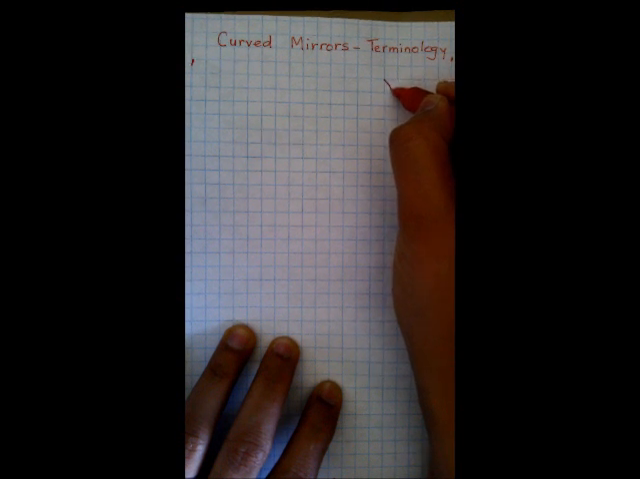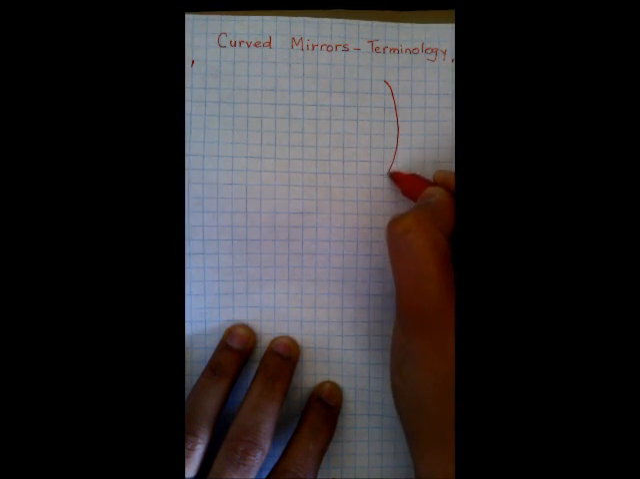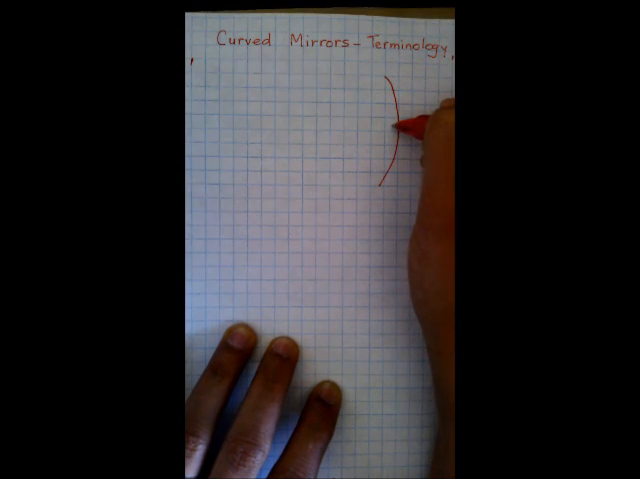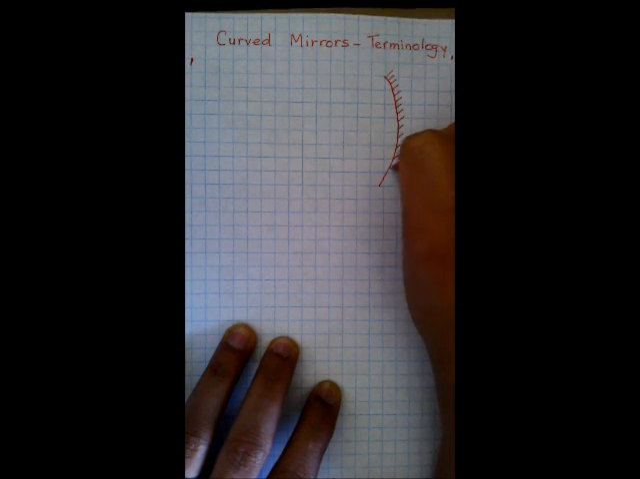Okay, so in this video, I am going to be talking about a concave mirror. So you have your concave mirror. Remember that in a concave mirror, the inside of the cave is the smooth, shiny, reflective surface, and the outside is the non-reflective surface.